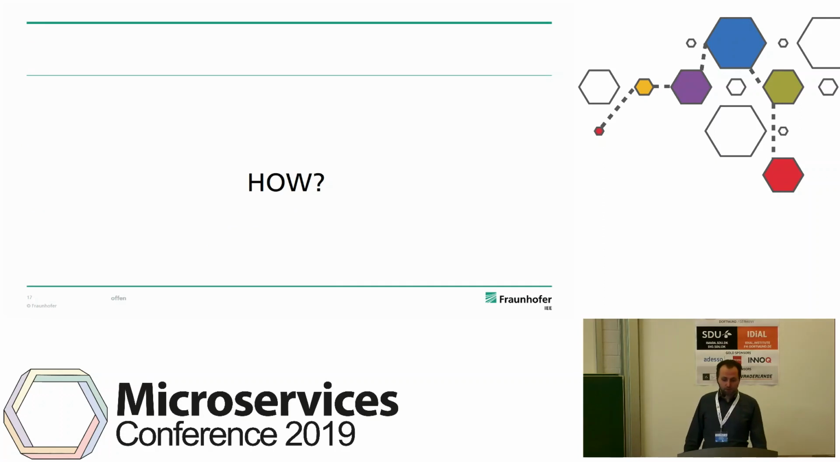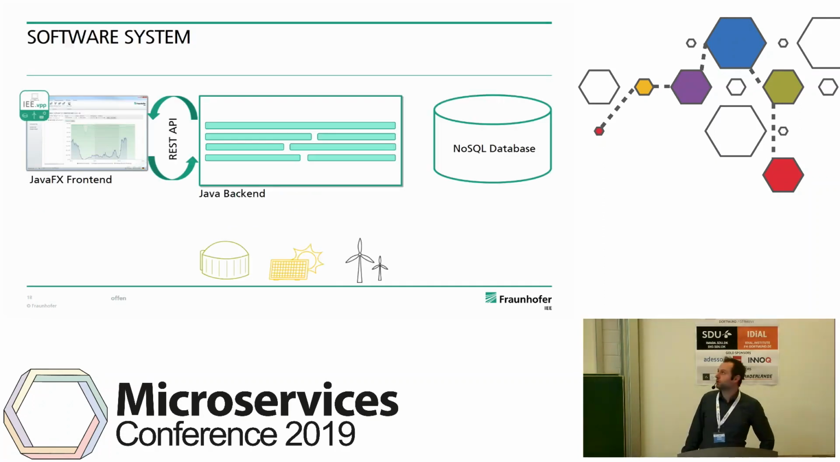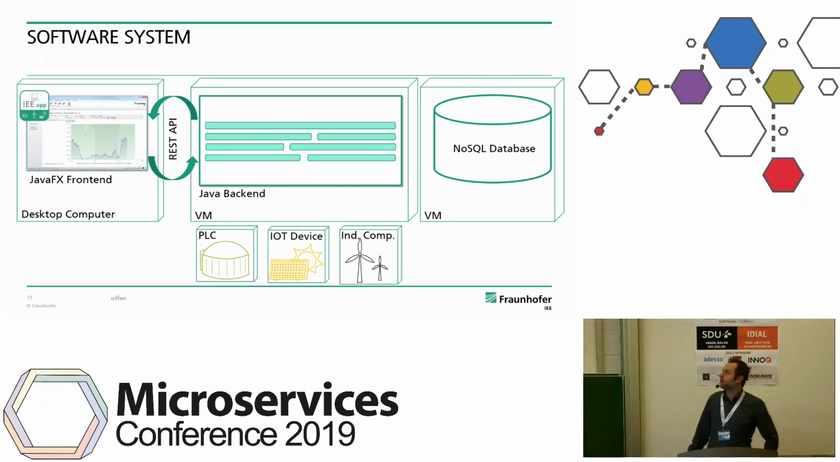Okay, so before explaining the how directly, I would like to show a little bit more of what we are currently using. We have a JavaFX front end, a Java back end, a NoSQL database, sometimes more than one instance, and we are talking to the power plants. And if we look at the deployment, we have desktop computers, and we are normally living in VMs, but not in Azure or Amazon.